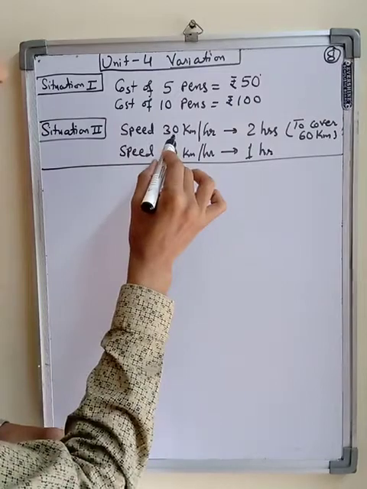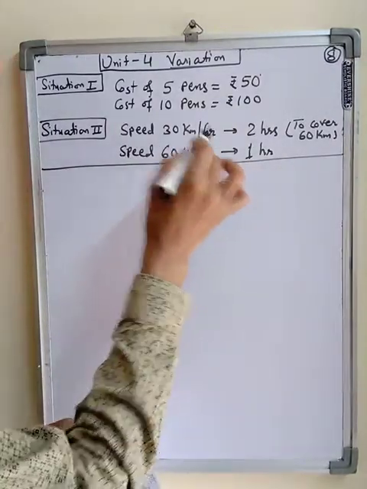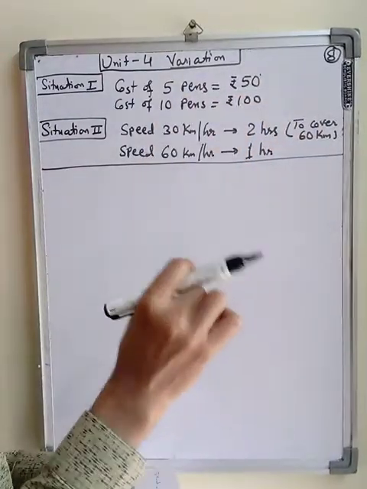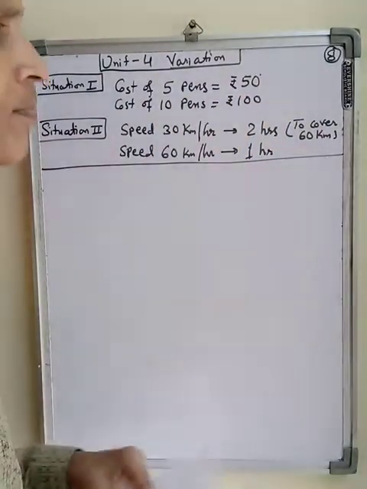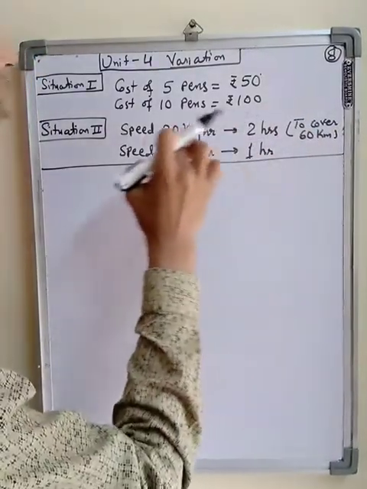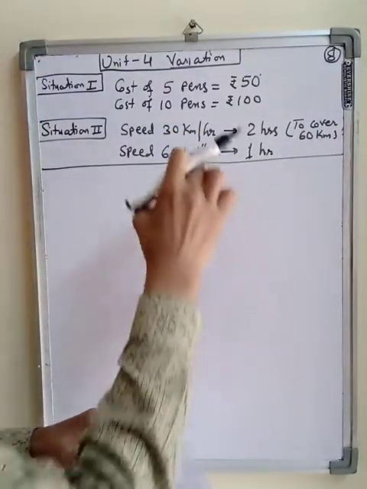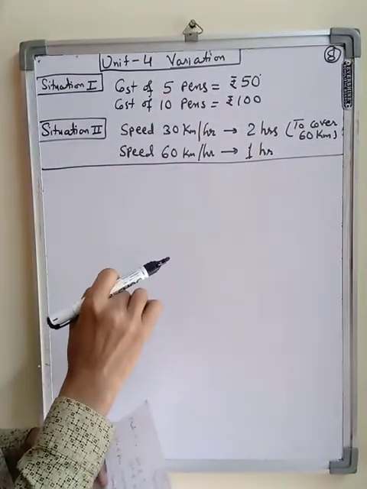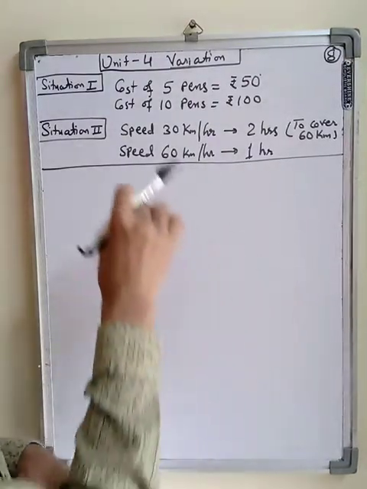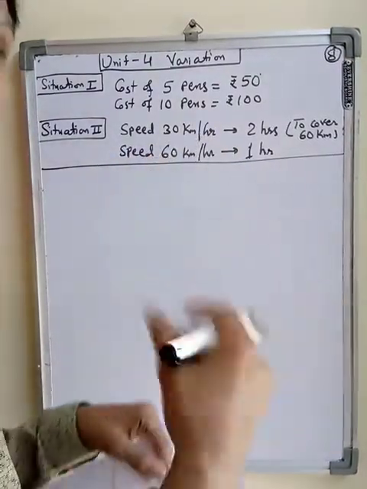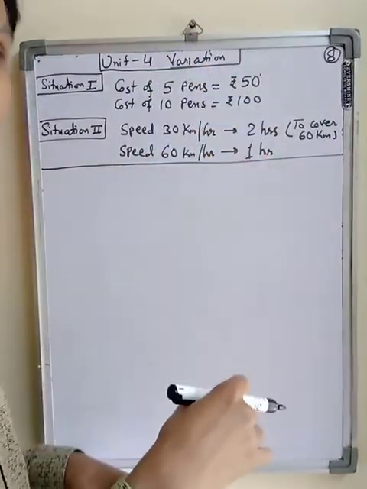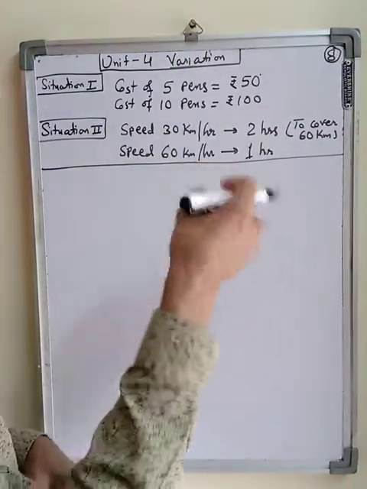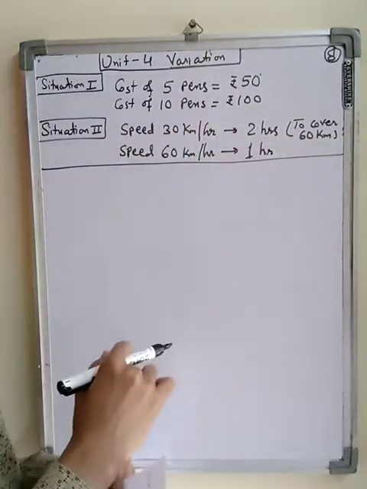If the speed of a motorbike is 30 km per hour and you have to travel 60 km, suppose you are going from here to Kharora, 60 km, and your speed is 30 km per hour, how much time do you require? Definitely 2 hours if your speed is constant. Now think you have doubled your speed to 60 km per hour. What time is required now? In how much time will you reach Kharora?